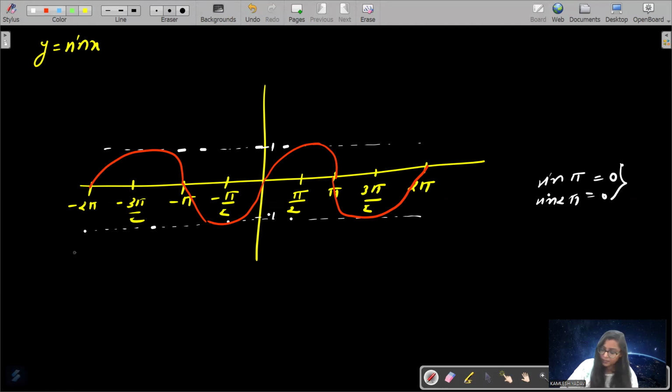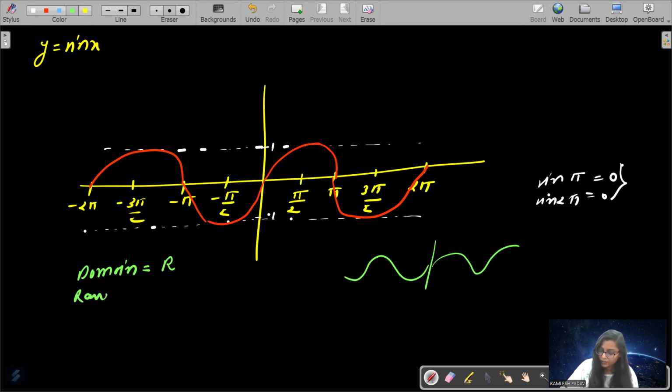So in this graph, we see the domain and range of sin x. First of all, the domain. Here we see our curve lies between plus infinity and minus infinity. Therefore, the domain is equal to R.